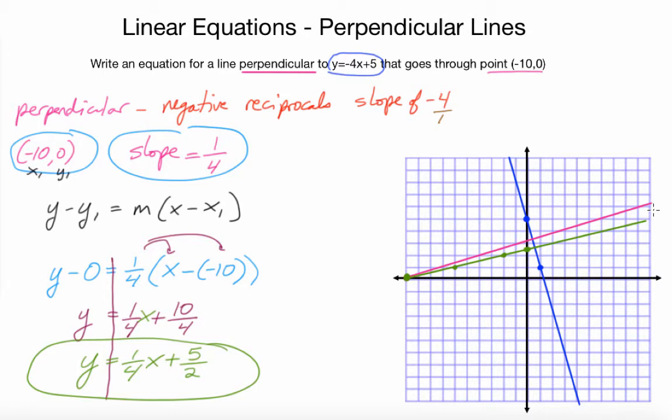So perpendicular lines cross at 90-degree angles. They have negative reciprocal slopes of each other. So if you're trying to find equations for lines that are perpendicular, you want to really target in on the slope. In this case, we learned the slope of the line that I'm given. And once I had that, I was able to find the slope of the line that I wanted to create. Hopefully that's a helpful problem for you to see worked out and to understand a little bit better about perpendicular lines.